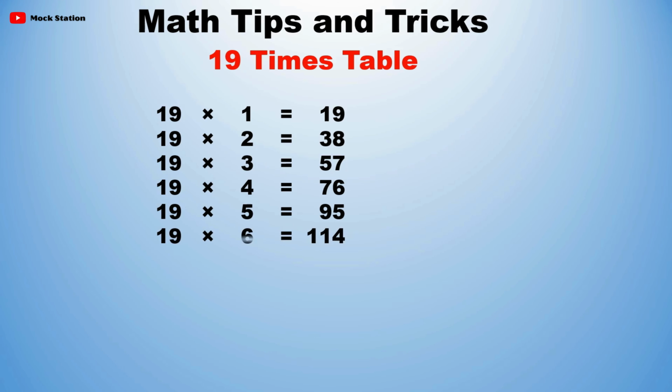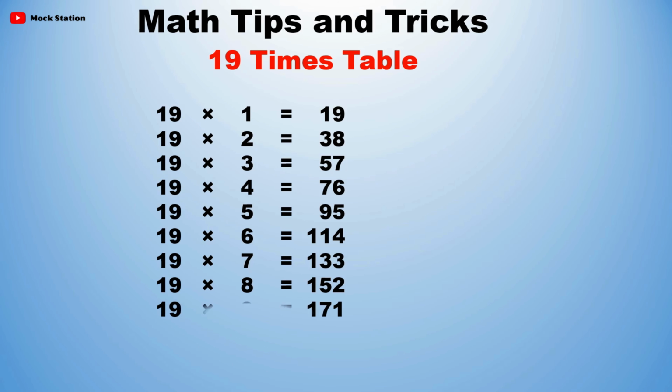19 times 6 is 114. 19 times 7 is 133. 19 times 8 is 152. 19 times 9 is 171. And finally, 19 times 10 is 190.